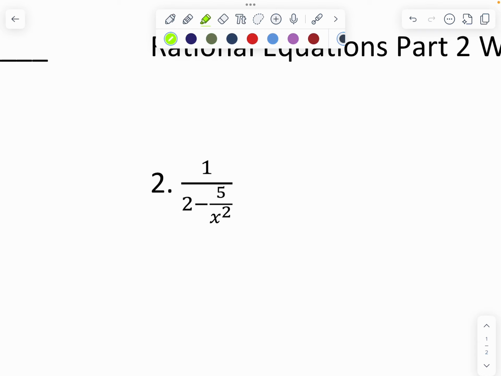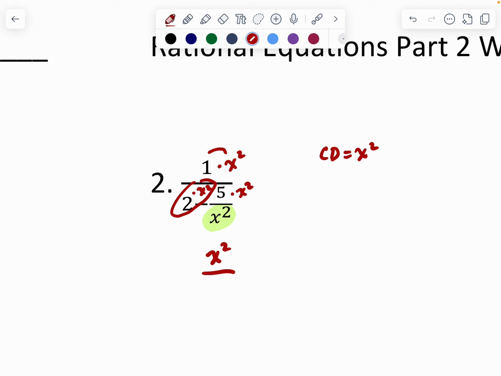Okay, number 2, I believe we did this one in class as well. The only denominator that I see here is this x squared. So that is going to end up being my common denominator. So I'm going to multiply every single term by x squared, this by x squared, this by x squared, and this by x squared. What do we end up getting? On the top, we have 1 times x squared is x squared. On the bottom, we have 2 times x squared is 2x squared. And then minus, these guys cancel out, and you're left with a 5.